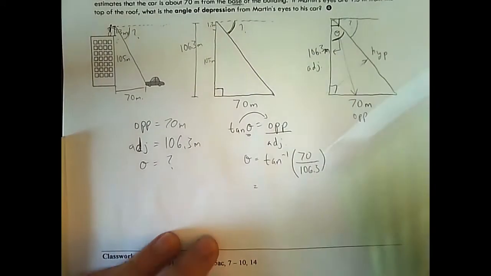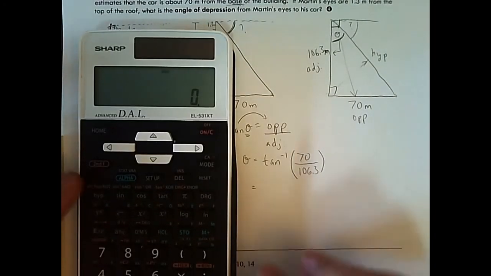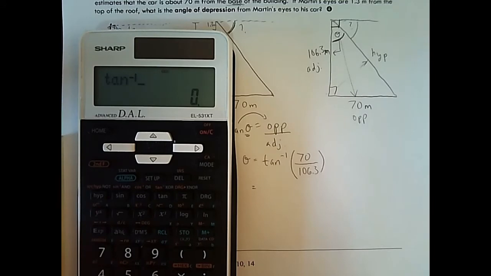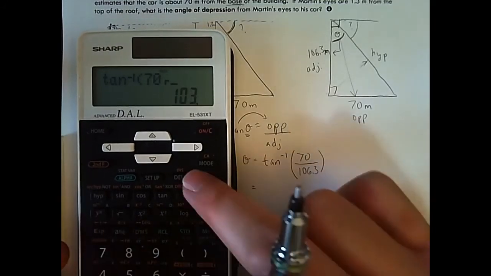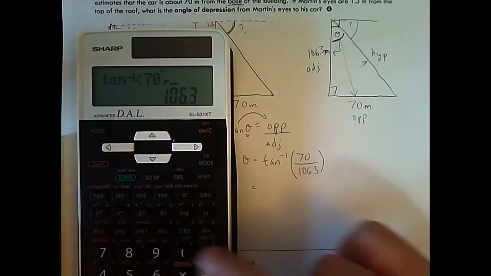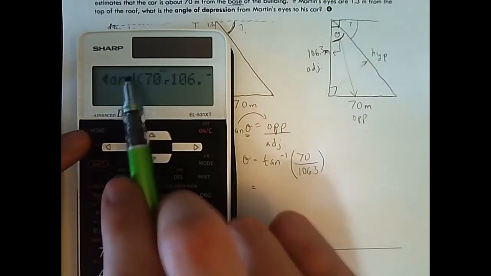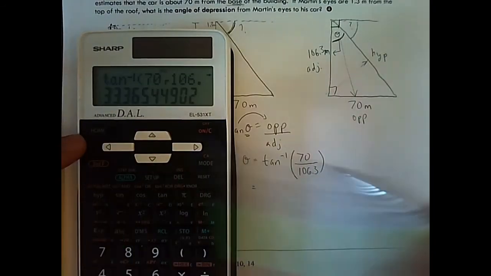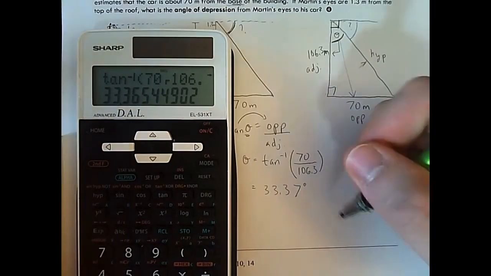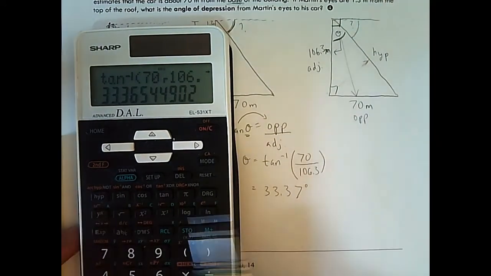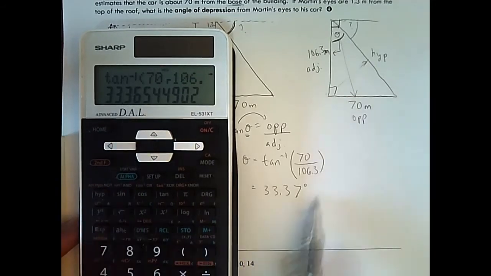So I'm just going to do that on my calculator. I would do tan -1, which is my second function for tan. Then put my brackets. I can just put this as a fraction, 70 over 106.3. So my calculator is going to divide these two as a fraction first and then do the inverse of tan for it. And I get 33.37 degrees. And I round to 2 decimal places. I look at the second last one, which is a 6. I look next to it, it's a 5, so this is going to go up to 7.